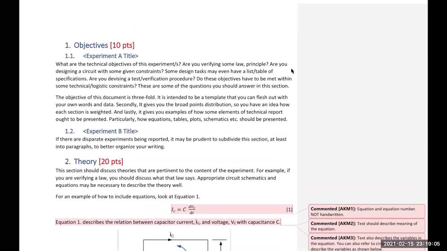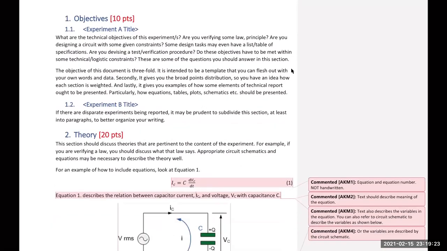So if there's multiple logically very distinct parts of your experiment, you can maybe break this objective down into 2 or 3 different parts, each talking about the objectives of that sub-experiment, right? Okay.